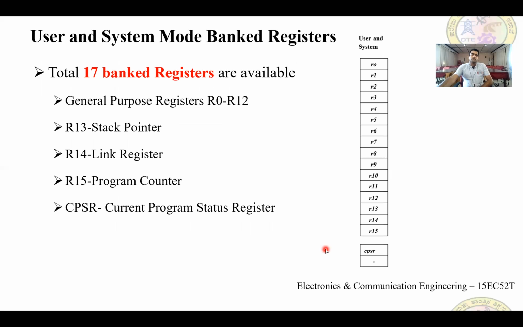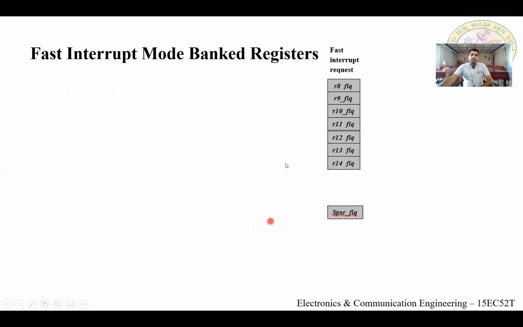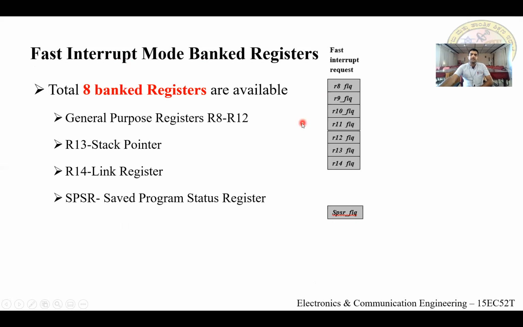Next, fast interrupt mode banked registers. In fast interrupt mode, there are 8 banked registers available: R8, R9, R10, R11, R12, R13 the stack pointer, R14 the link register, and the saved program status register, SPSR. FIQ is the mnemonic for this mode.